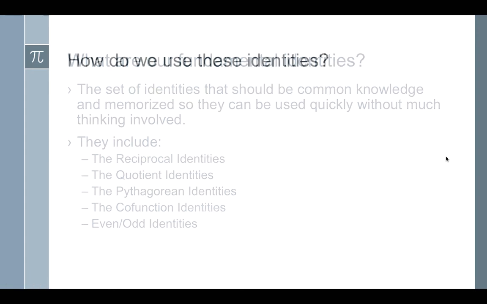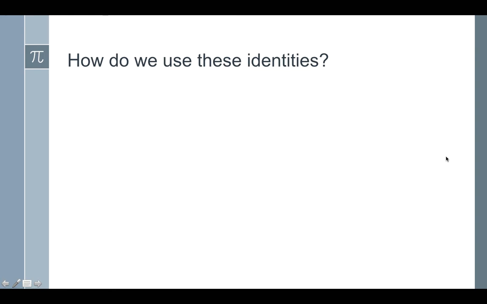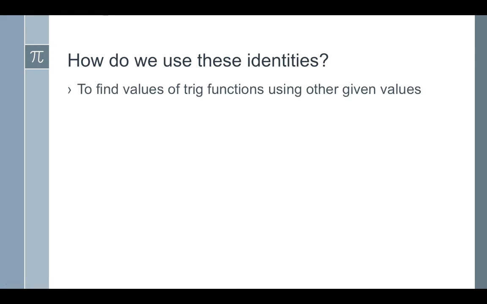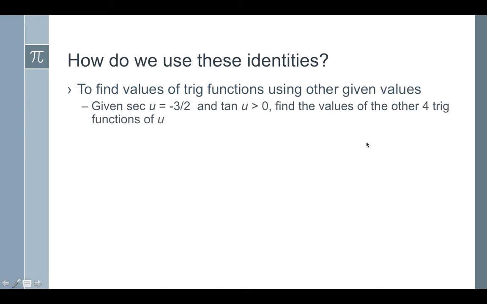All right, so how are we going to use these identities? One way that we're going to use these is to find values of trig functions using other given values. We've actually kind of done this before, but we did it in a manner where we used triangles. What we want to do now is not use triangles. So here's our question. These are not negative signs, those are bullet signs, by the way.